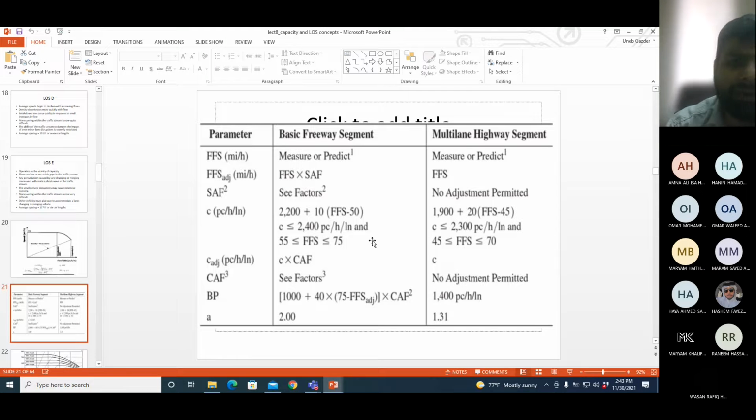Then we will see how to calculate the combined capacity adjustment factor for freeways on Thursday, inshallah. Then the equation for breakpoint for freeways.